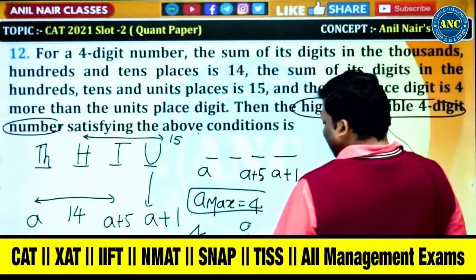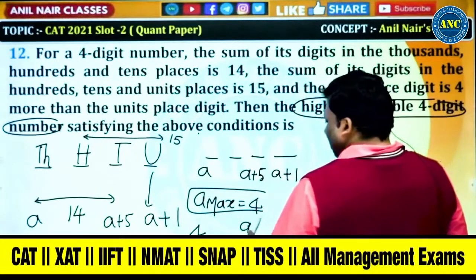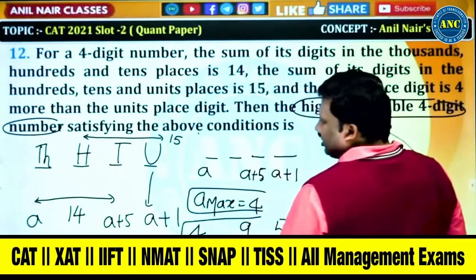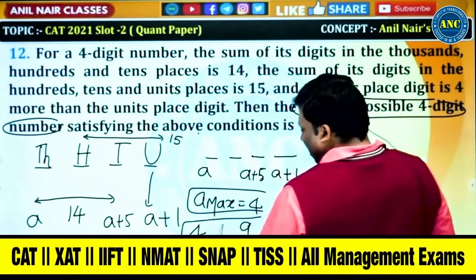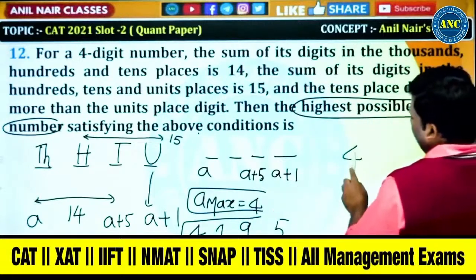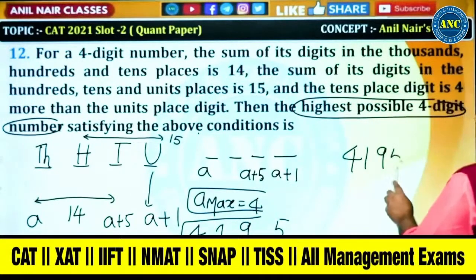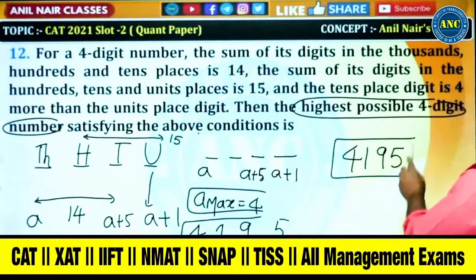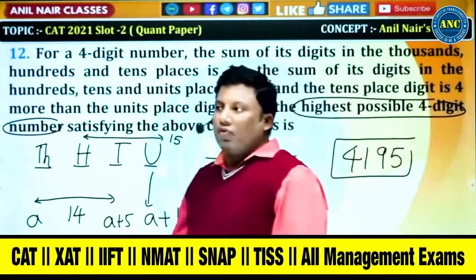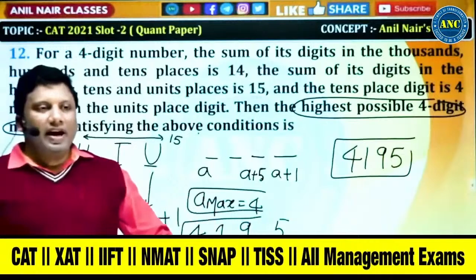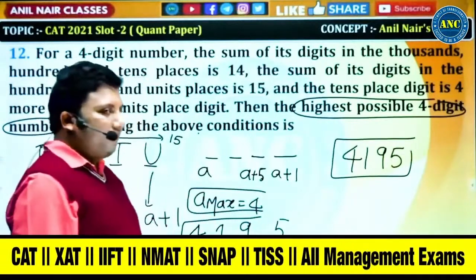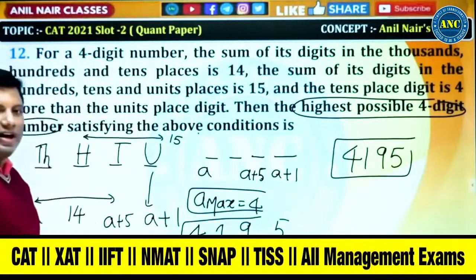4 plus 5 is 9. 4 plus 1 is 5. The sum of these 3 digits is 14. 4 plus 9 is 13, so this is 1. The answer for this question is 4195. I hope the idea is very clear. Any doubts in this question?